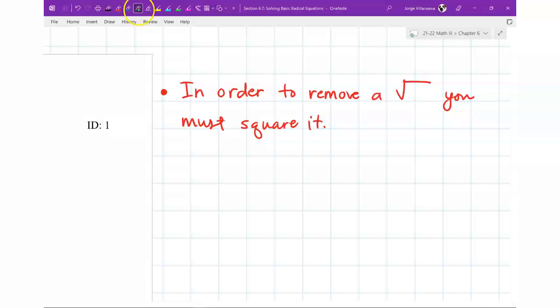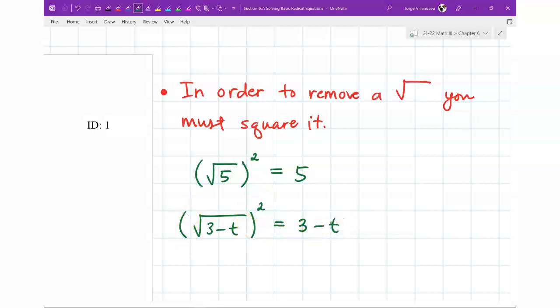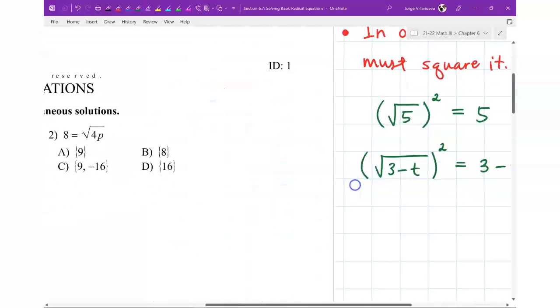So, in other words, the square root of 5 squared is 5. The square root of 3 minus t, squared, is 3 minus t. That's it. That's the hard part of this lesson, is getting rid of that square root. But it's not hard to do. It's just square. Okay, just square. So let me show you.